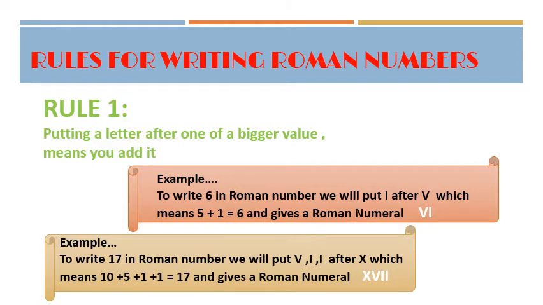To write 17 in Roman number, we will put VII after X, which means 10 plus 5, 5 stands for V, plus 1, that is I, again plus 1, that is I, that gives us 17. That gives us the Roman numeral 17, and we write it as XVII. 10 and 7 gives us 17.